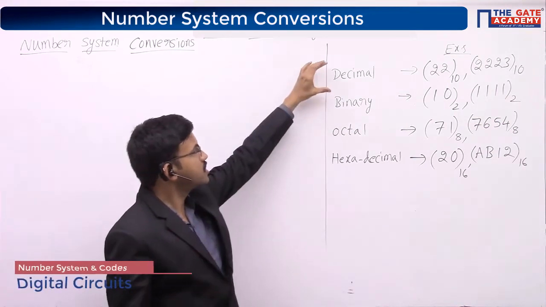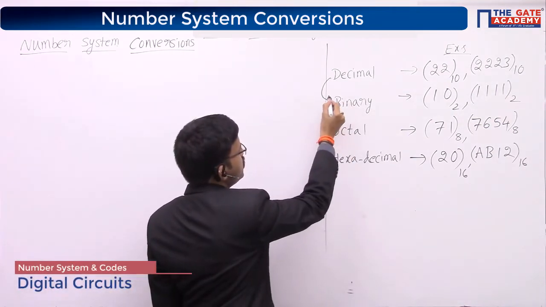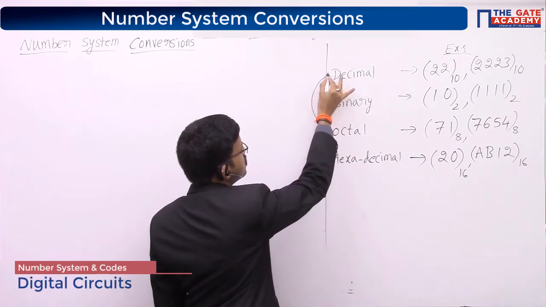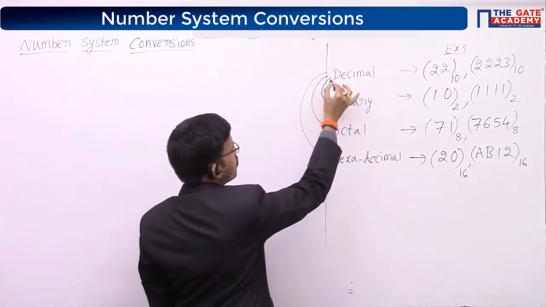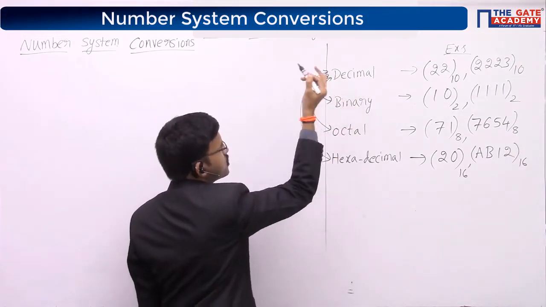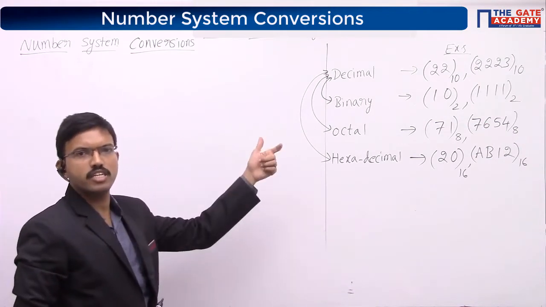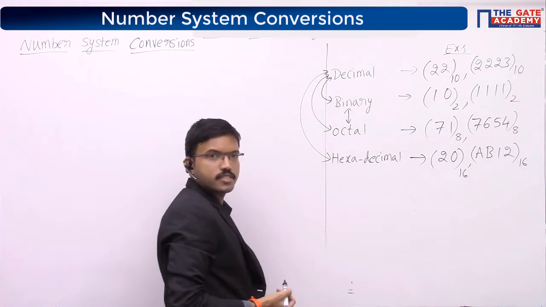See here, first I will consider decimal number. I will convert into binary, I will convert into octal, I will convert into hexadecimal. Similarly, the reverse also. Binary to decimal, octal to decimal, hexadecimal to decimal. Total 6 conversions. And then binary to octal, octal to binary.